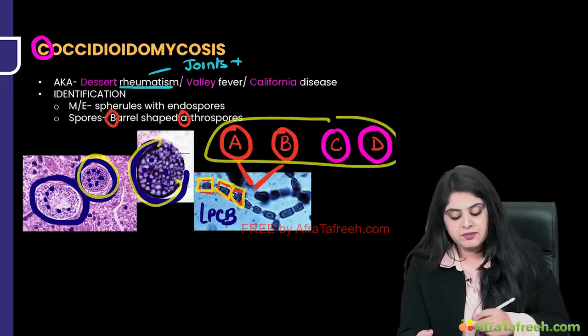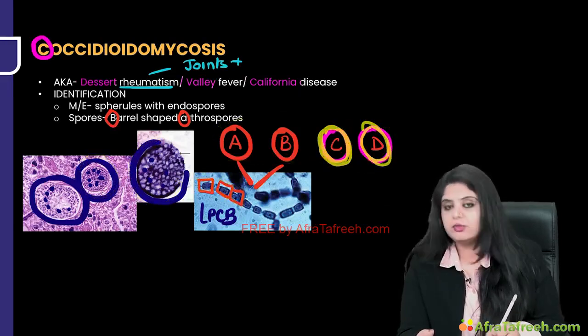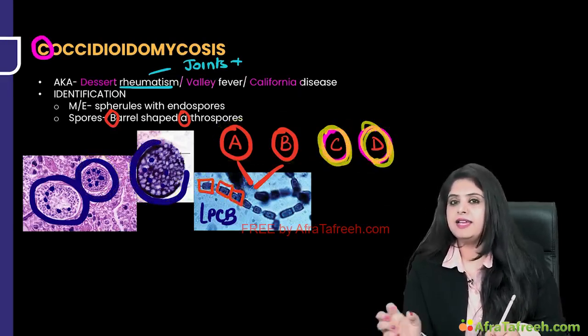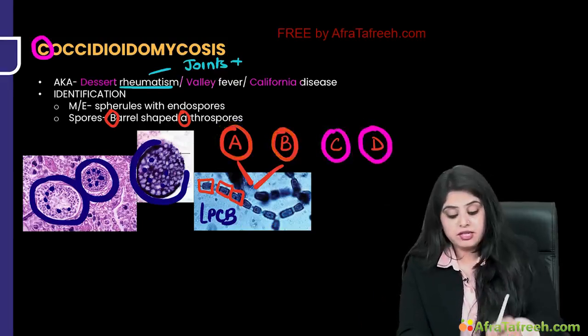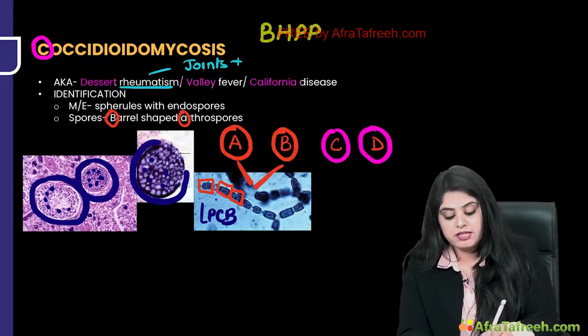So what is ABCD? We see coccidioidomycosis, known as desert rheumatism, desert valley fever, California, Arizona, and barrel-shaped arthrospores are seen. So tell me, body heat probably changes.